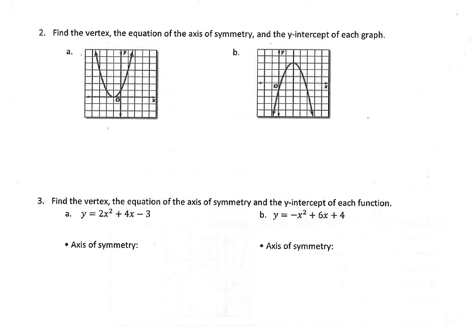Find the vertex, the equation of the axis of symmetry, and the y-intercept of each graph. So your vertex is going to be your lowest point, so that's right here. The vertex for this is... I'm sorry, I screwed that up, I apologize. The vertex is negative 1, 0. This then is your axis of symmetry, x equals negative 1.